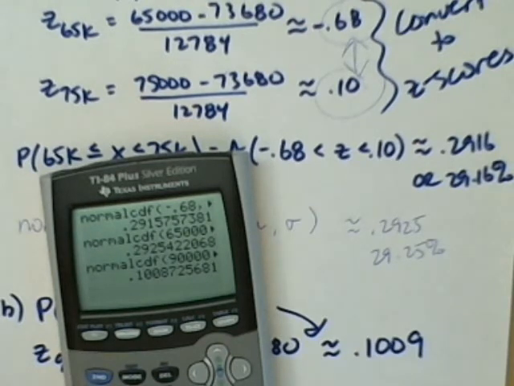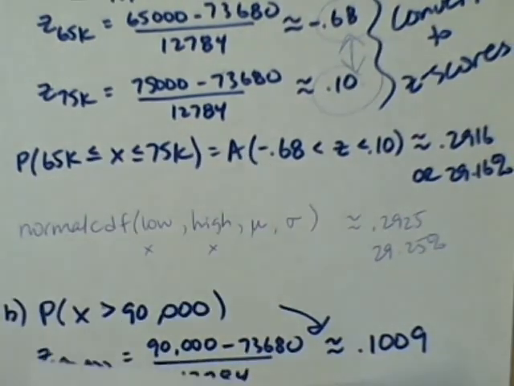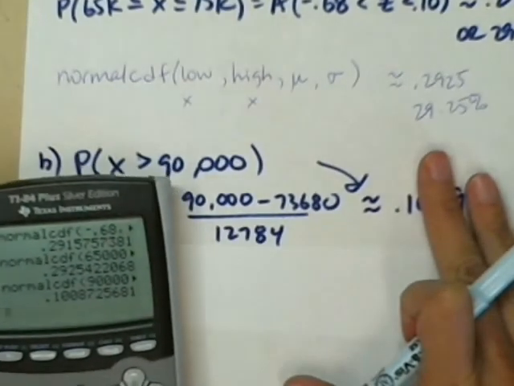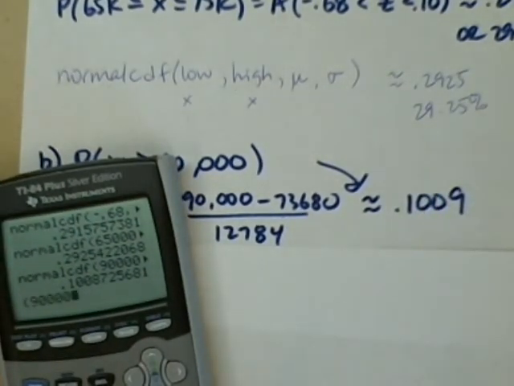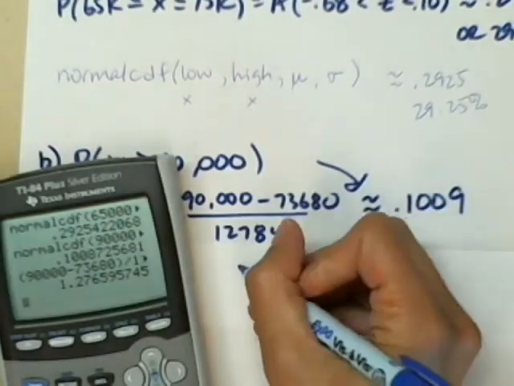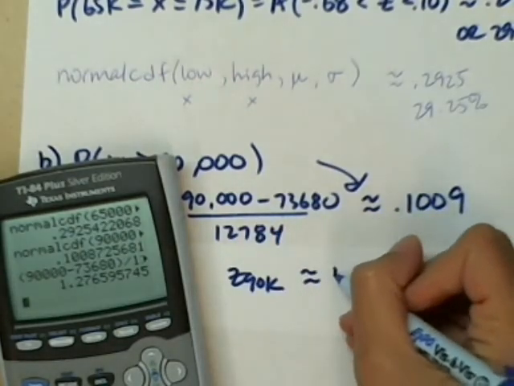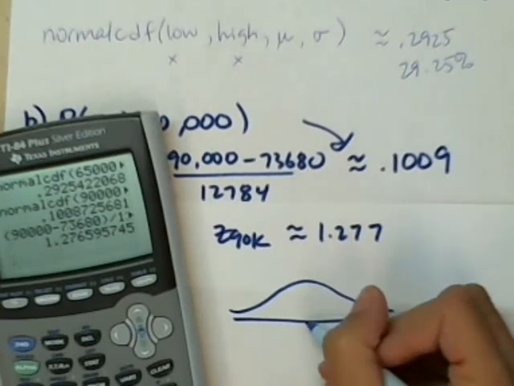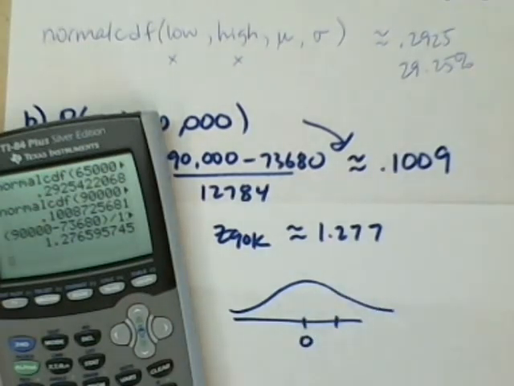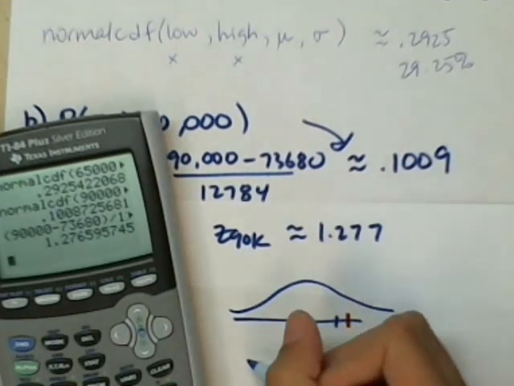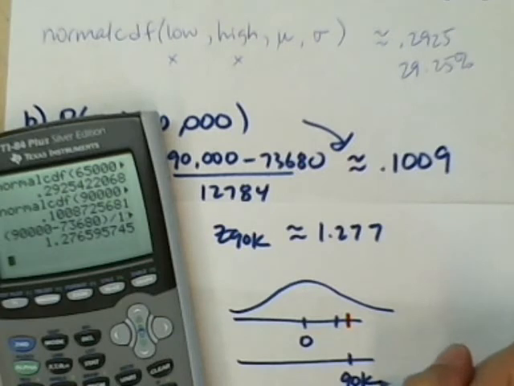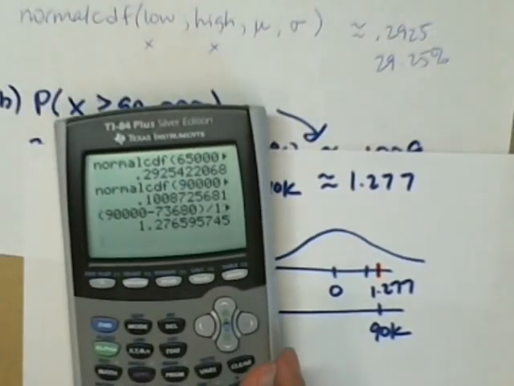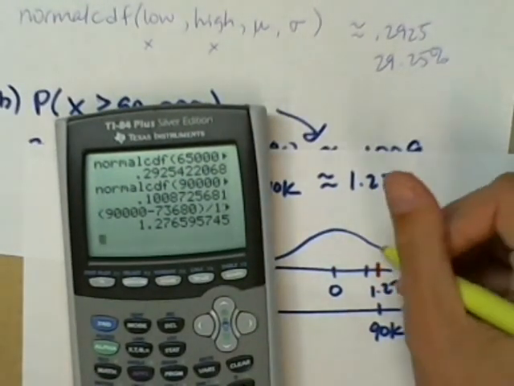Let's go ahead and actually do the z-score and figure it out that way. So that z-score, if I do that calculation, is 90,000 minus 73,680 divided by 12,784. So the z-score for 90,000 is 1.277. Okay, here's my normal curve. There's 0. 1.277 is about right here, and this is where 90,000 lives. So really what I need to do is just take the area. Where's my yellow pen? I want this area here.